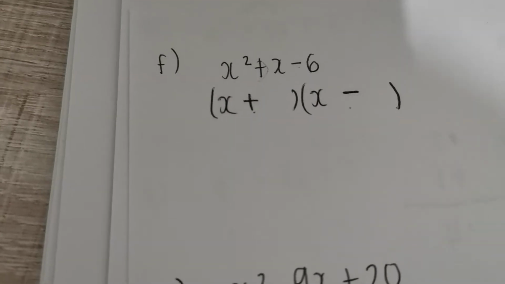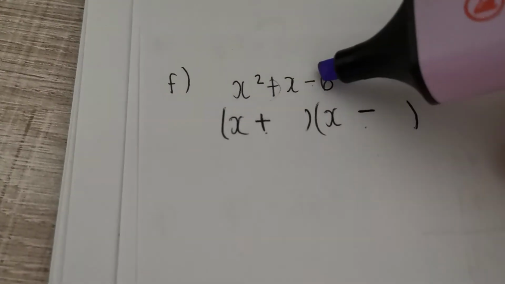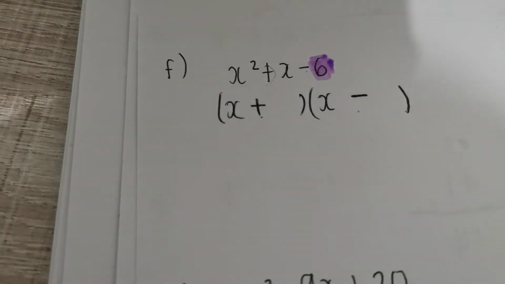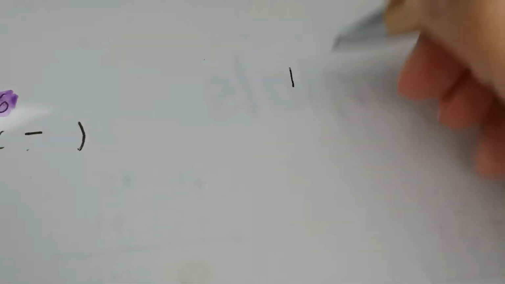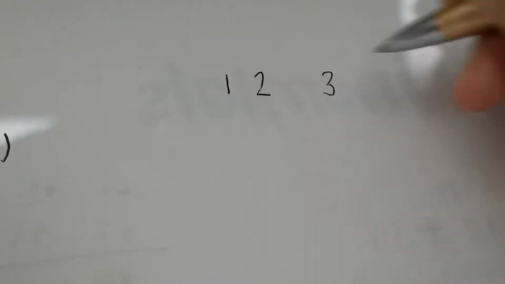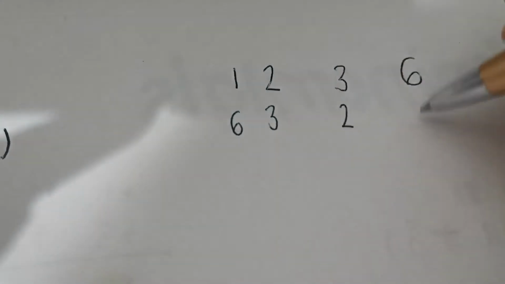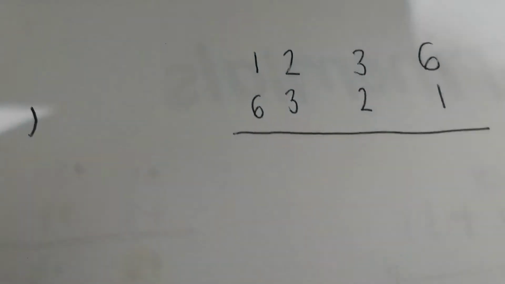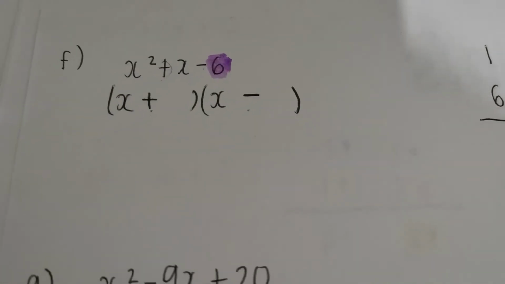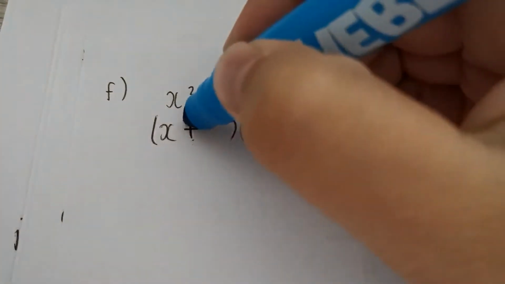Okay, next thing, I'm going to highlight this number over here and we want the factors of it. Okay, so 1, 2, 3, and 6. We then want to reverse it. 6, 3, 2, 1. Okay, next step, I'm going to highlight. Make it easier for me.